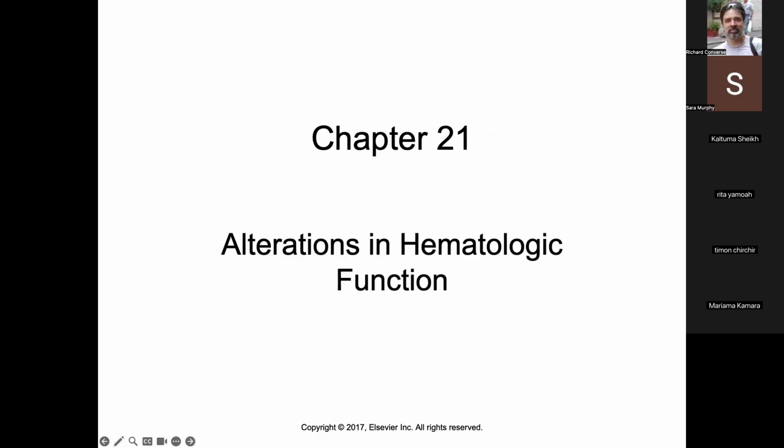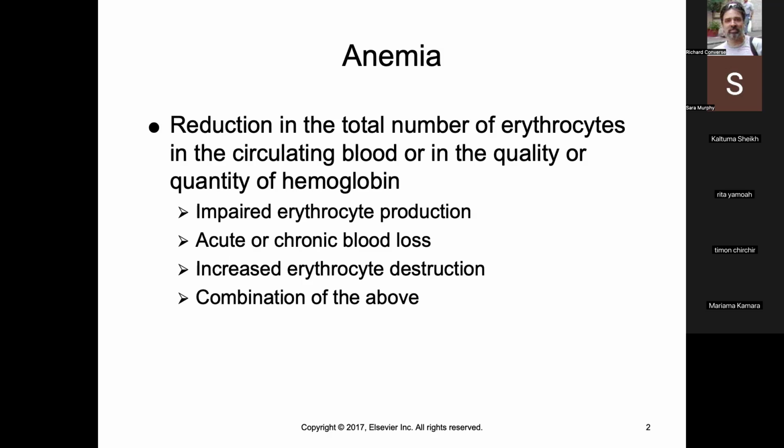Start over. So, Chapter 21 deals with changes in hematologic function. And this is one of the reasons that we do a CBC and look at the percentages of formed elements in order to look at underlying disease or disease that simply pertains to blood production itself. Anemia is simply a reduction in your crit. It could be the result of impaired erythrocyte production, blood loss, increased erythrocyte destruction, or any combination of those.